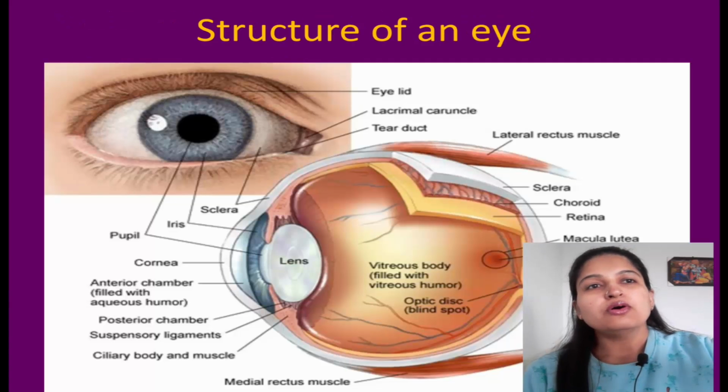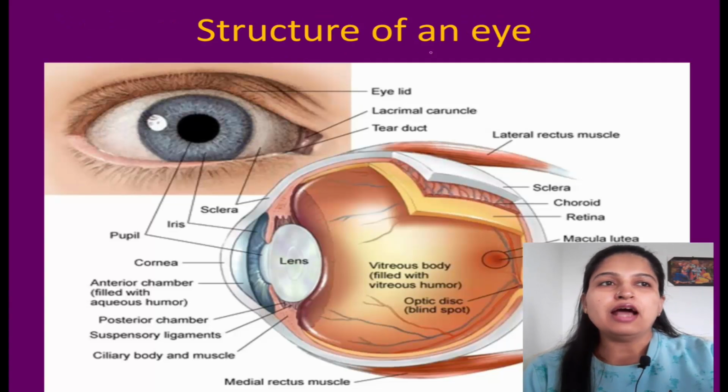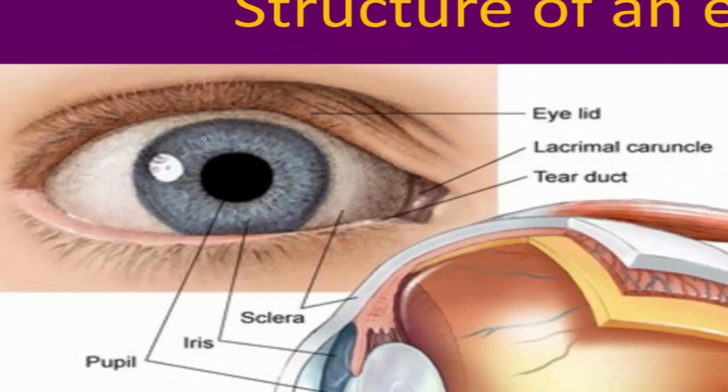So let us discuss the structure of an eye. Here you can see the normal eye which we see in our day-to-day life. This is the structure of an eye. Here you can see our eyelid. The lacrimal gland is at this point, and below it there is a tear gland. In this area, this black region is known as the pupil, and this light bluish part, in a blue eye, is known as the iris. And the white portion is known as the sclera.